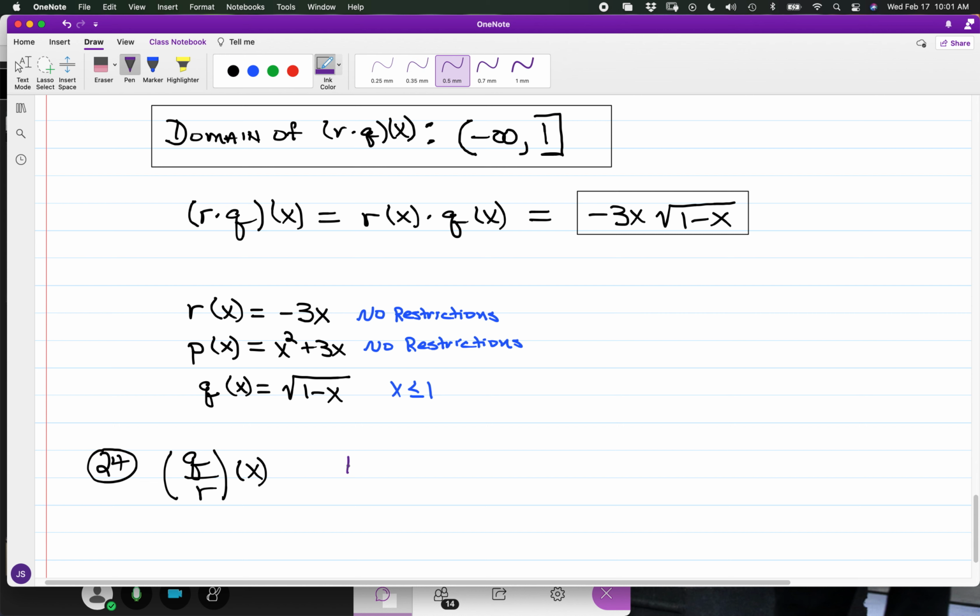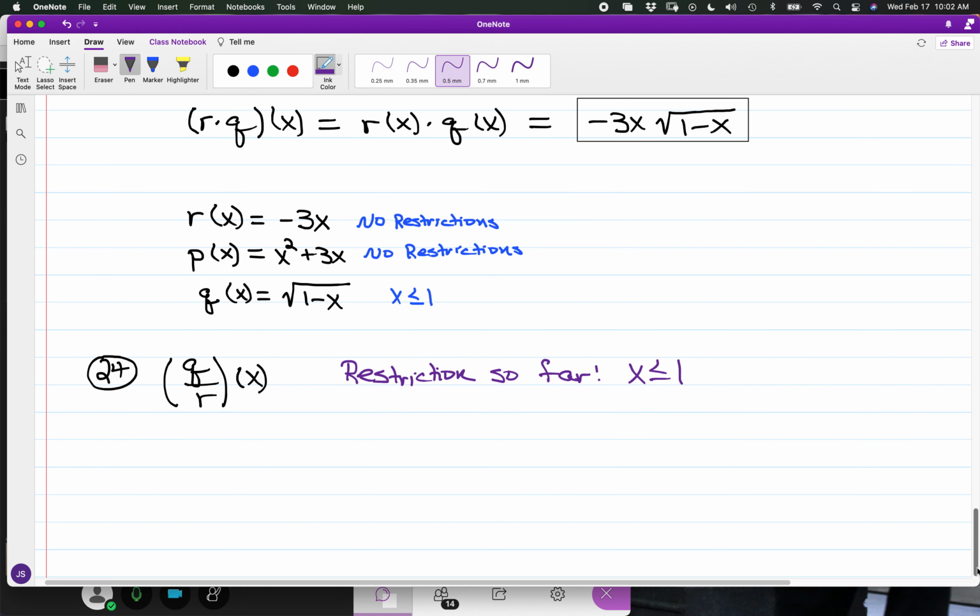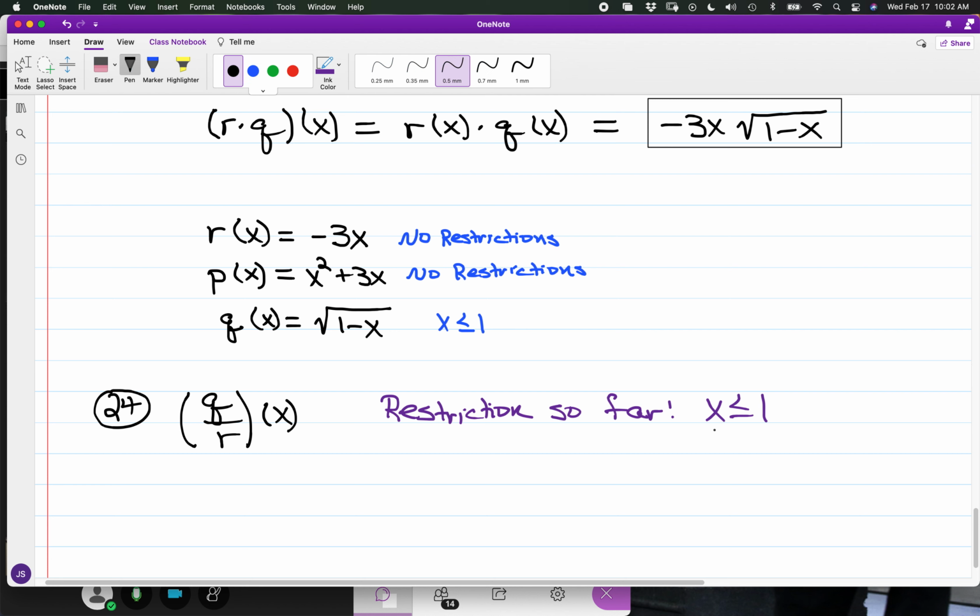So I'm going to say that in the case of the restriction, and I'll put emphasis on this, the restriction so far is that X is less than or equal to 1, and this stems from Q of X. But now, because I'm dealing with a quotient function, there might be a restriction that results from simplifying the ratio that does not appear among any of the restrictions already specified. So we have Q over R of X.